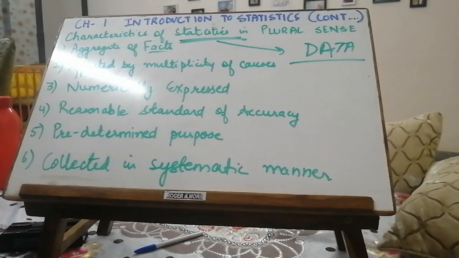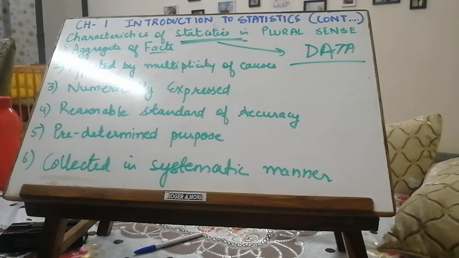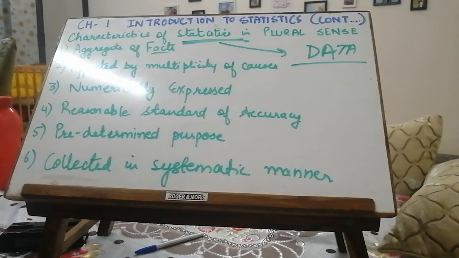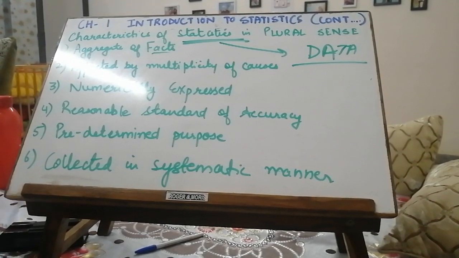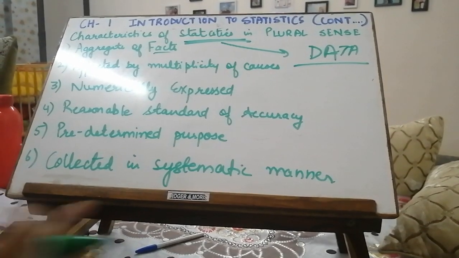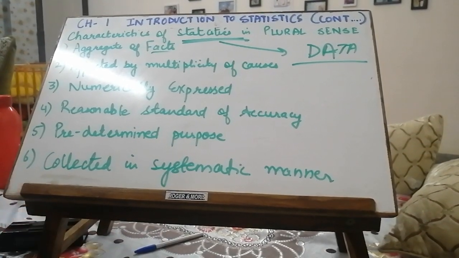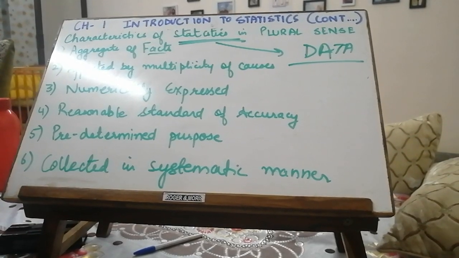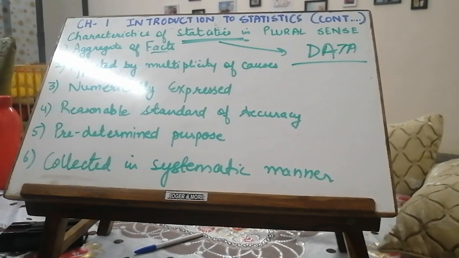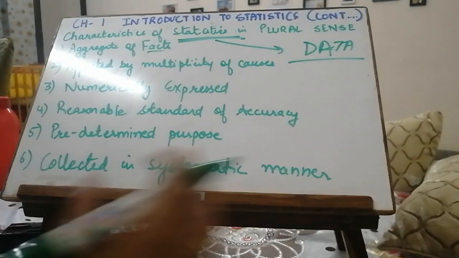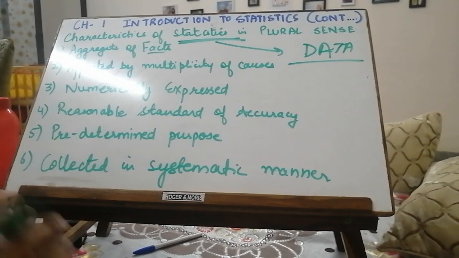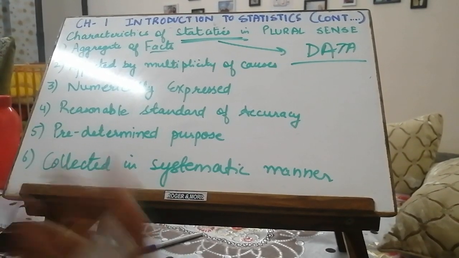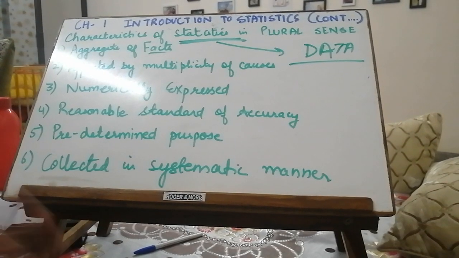Then the third characteristic is numerically expressed. Now this also comes as a limitation. That means I cannot study data which is not in numbers. Example, I am just saying that A is taller than B. Now this is not numerically expressed. But when I say that A's height is 5 feet 5 inches, and B's height is 5 feet 8 inches, now these two are numerically expressed. I can study the numbers when they are expressed numerically, but I cannot study them when they are not.